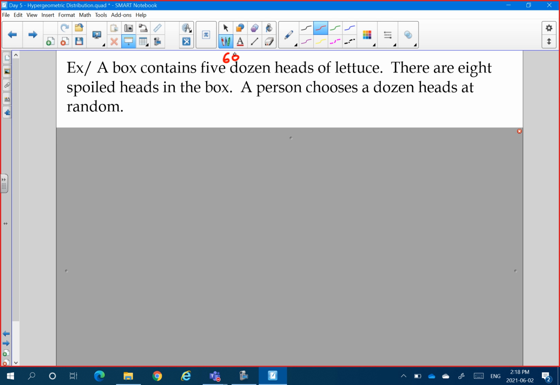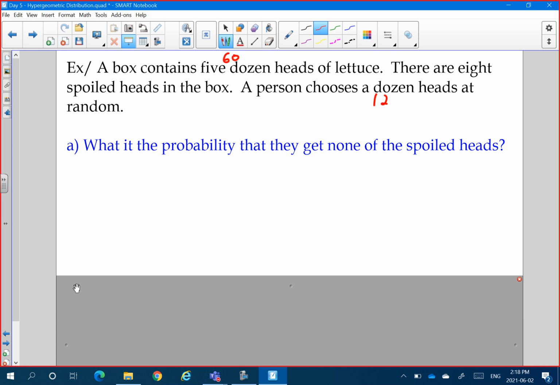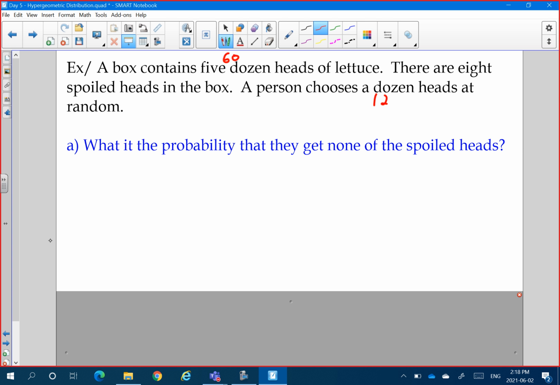Okay, so now we've got all these numbers. We know that in the box there were 60 heads of lettuce. In that same box, 8 of them were bad. And a person is now taking a dozen, which we know is 12, randomly. Let's find the probability. We're going to break this up into 2 parts, A and B. What's the probability that they get none of these spoiled heads?